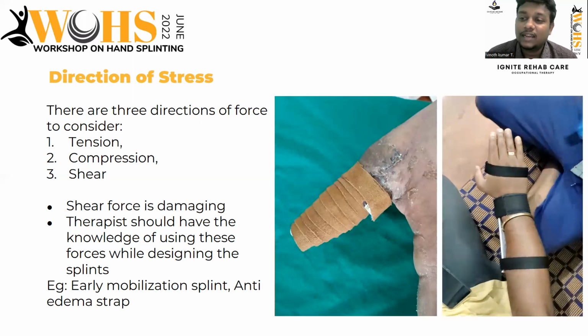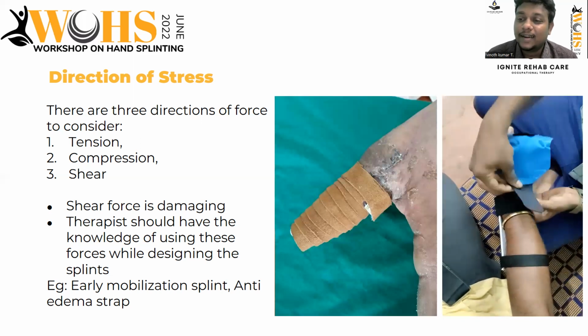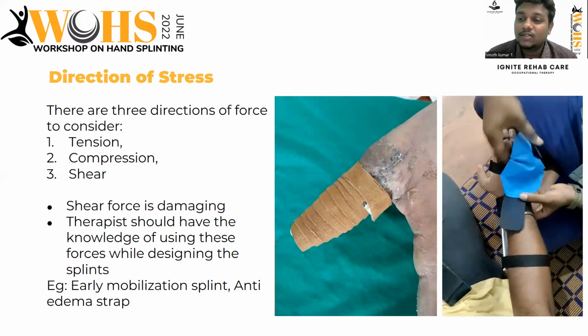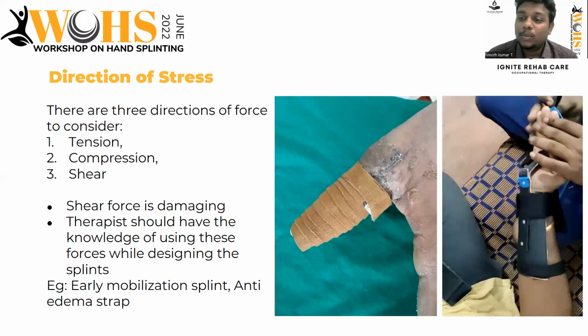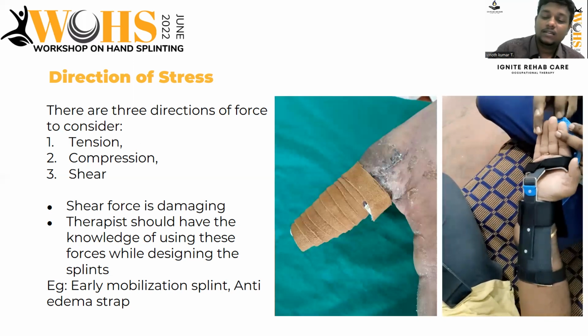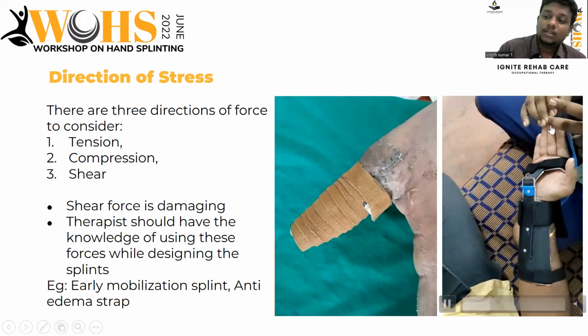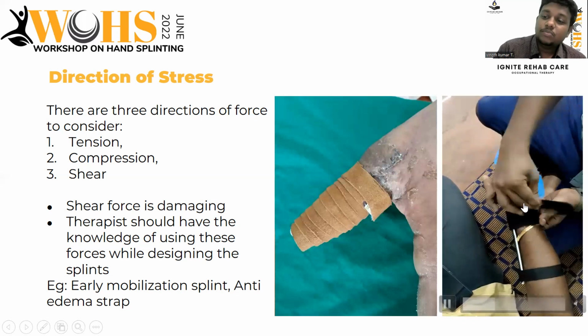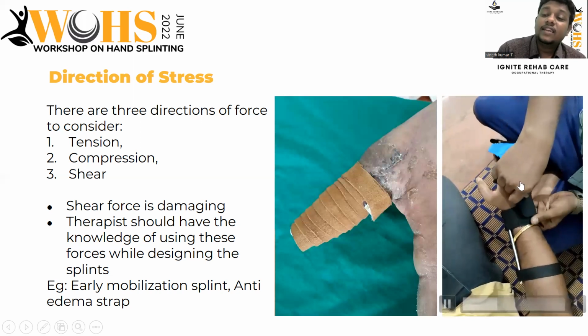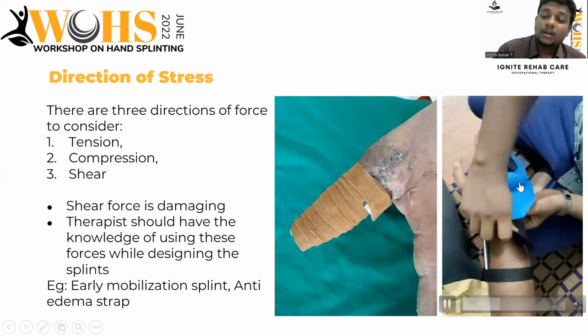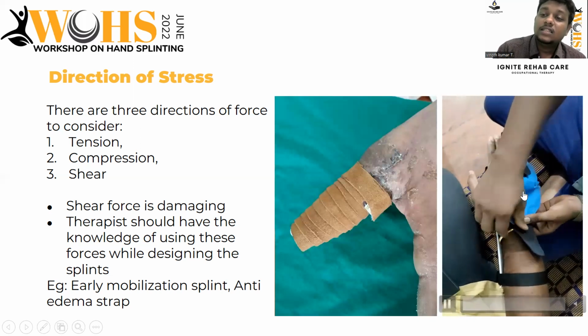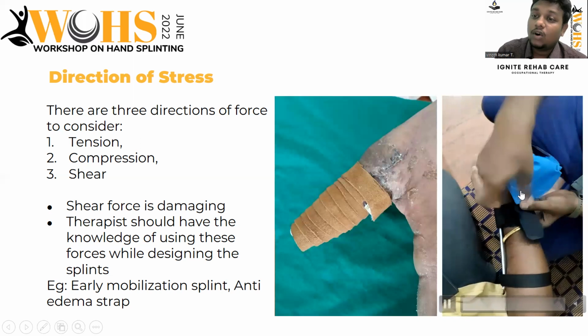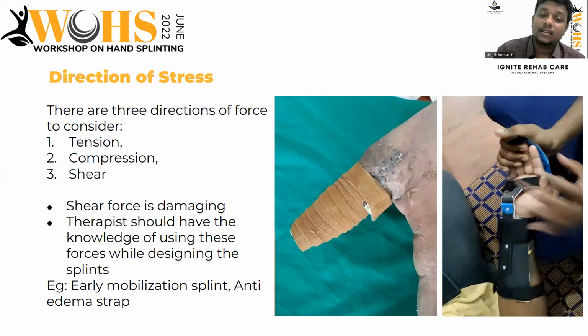So the splint was traveling to Bangalore, so I didn't get the patient to do this. So this is on the model. If you see, there is a mitten that is being put on the hand. If this mitten creates a shearing force when you are giving the splint, this will create inflammation or tissue damage over the skin.